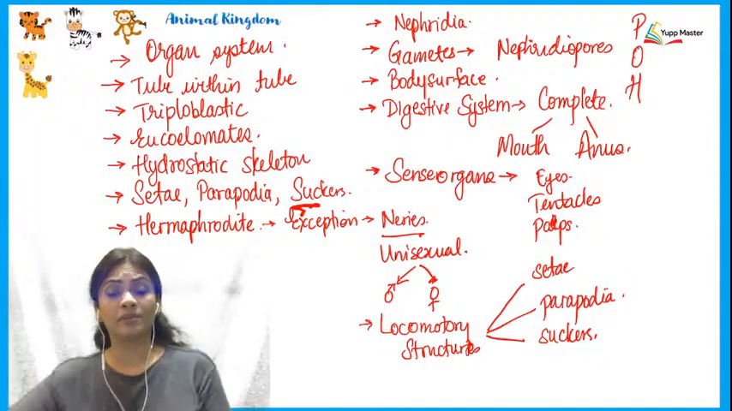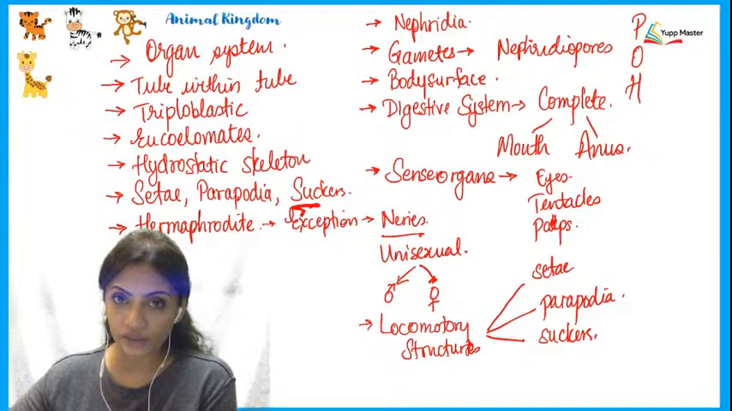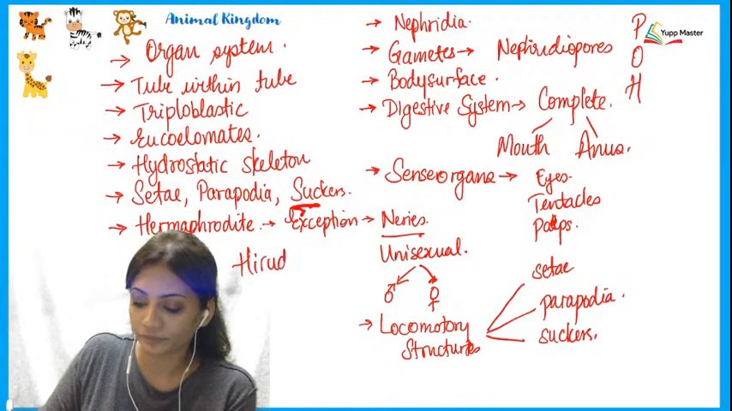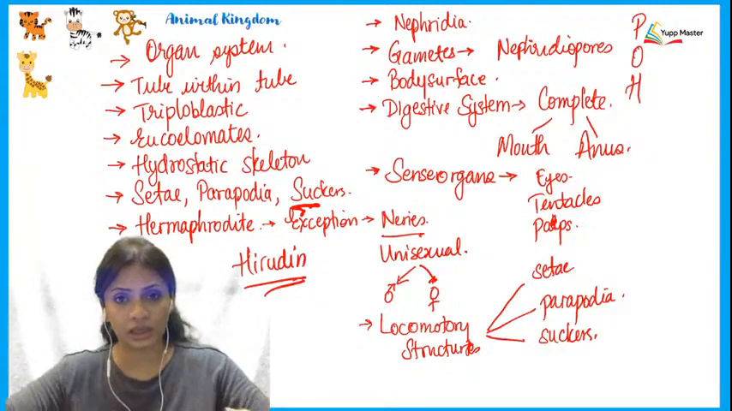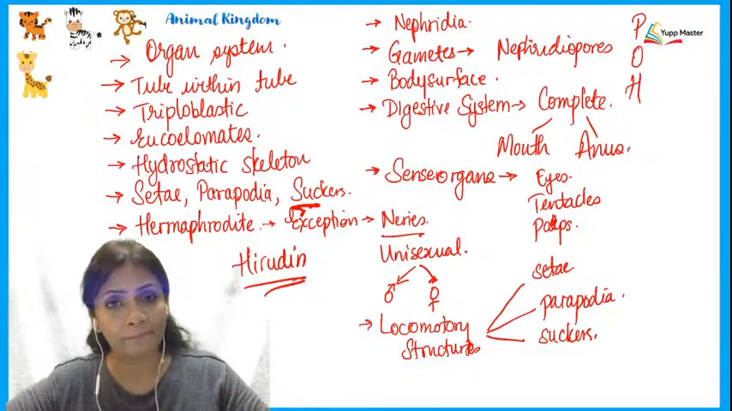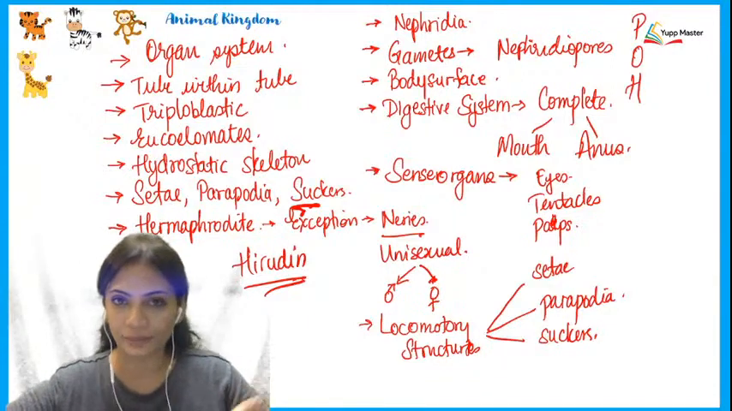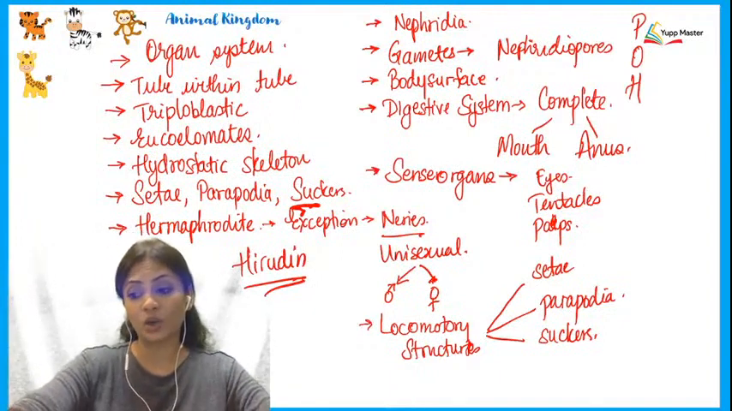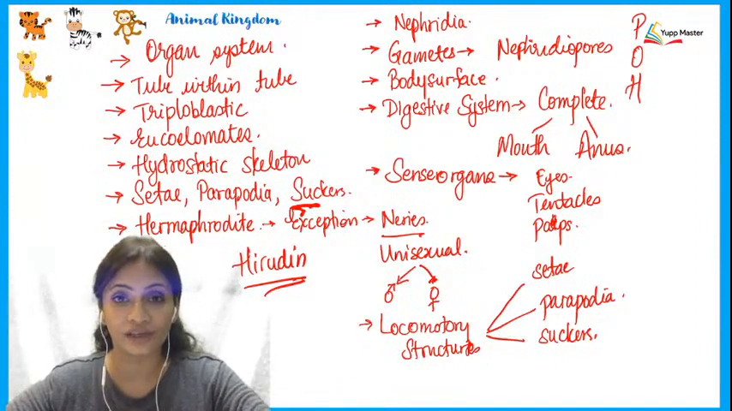Remember the main anticoagulant present in the saliva of a leech was called hirudin. This is the reason why whenever a leech sucks the blood of a vertebrate, that blood would not coagulate or clot after coming out of the body of that vertebrate. This completes our whole session on the general characteristics of the phylum Annelida.